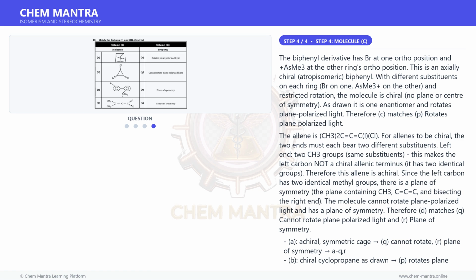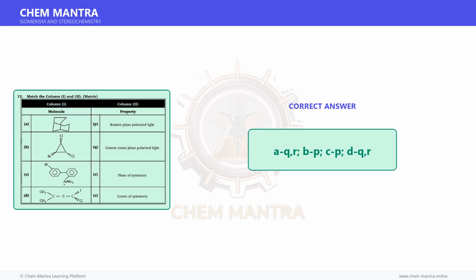A, achiral symmetric cage: Q, cannot rotate, R, plane of symmetry. AQ, R. B, chiral cyclopropane as drawn: P, rotates plane polarized light. BP. C, axially chiral biphenyl atropisomer: P, rotates plane polarized light. CP. D, allene with 2 identical groups on one end, achiral: Q, cannot rotate, R, plane of symmetry. DQ, R. Therefore, the correct answer is AQ, R; BP; CP; DQ, R. The correct answer is shown on screen.